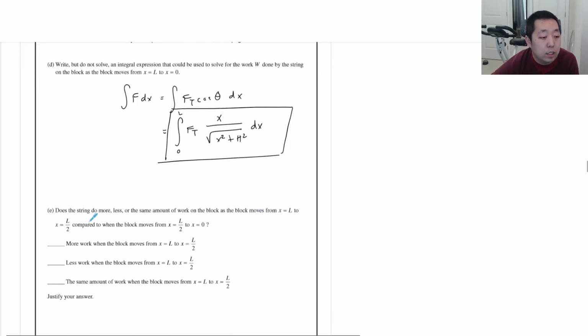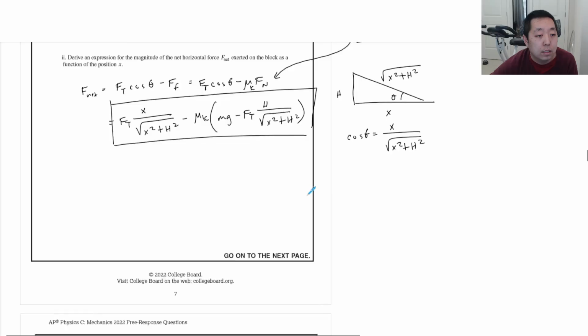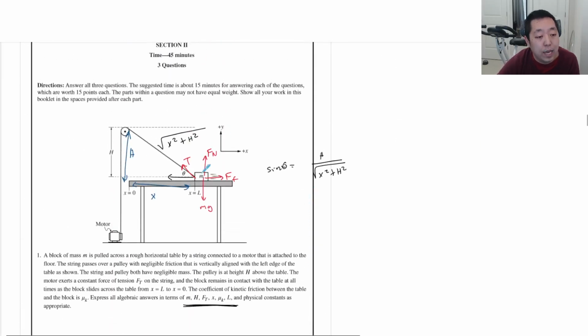Okay. Does the string do more or less or the same amount of work on the block as the block moves from L to L over 2 compared to when the block moves from L over 2 to x equals 0? So really you want to compare. If you think about the original problem, what's happening is the tension is constant, but the component parallel to the displacement is less. As the block gets closer, the tension force is becoming more vertical.